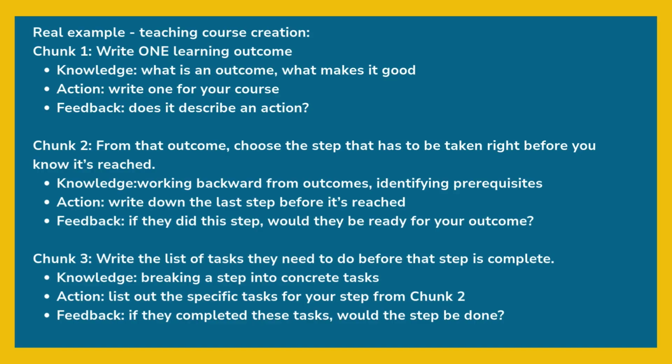The knowledge that they need to do that is working backward from that outcome and identifying the actual prerequisites. And then feedback would be either self-feedback or feedback from me. If your client did this step, would they be ready for your outcome? Chunk 3 would look like writing the list of tasks that they need to do before that step gets checked off. The action is listing out the specific tasks from the step that they did in chunk 2.